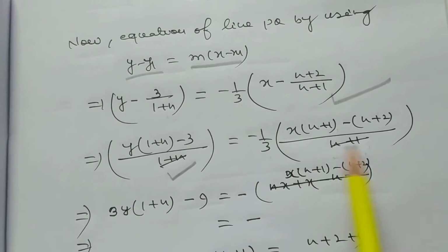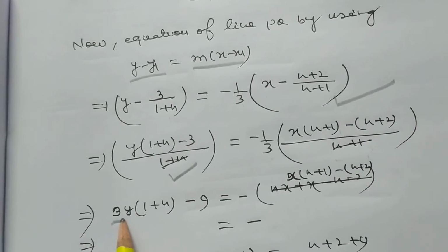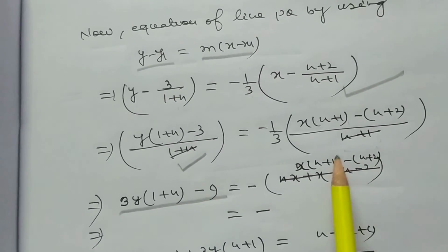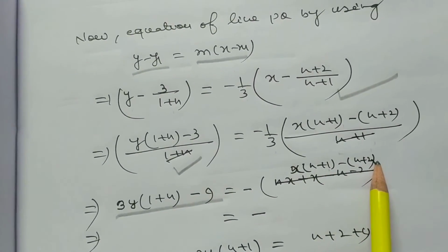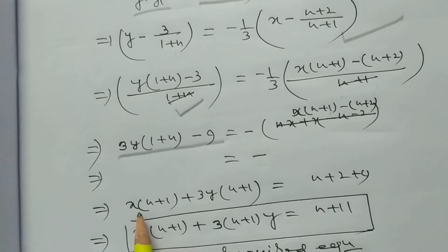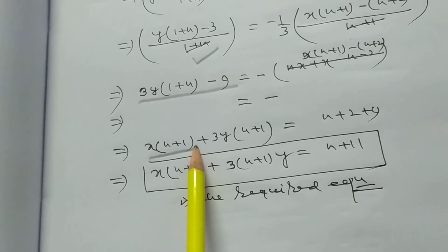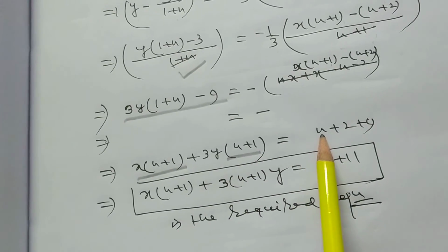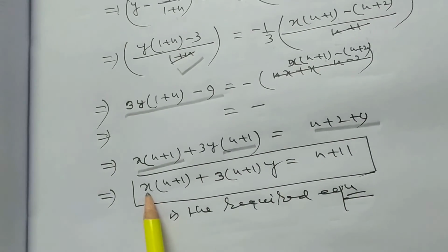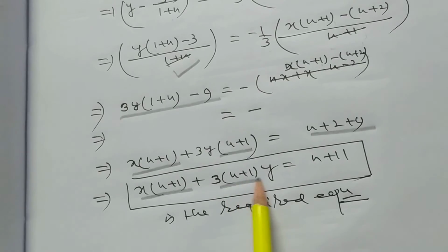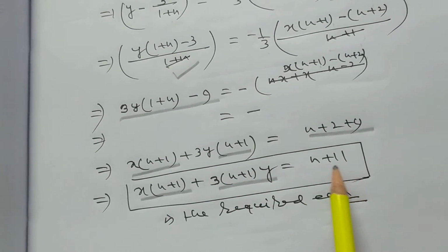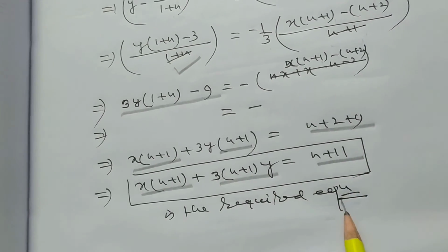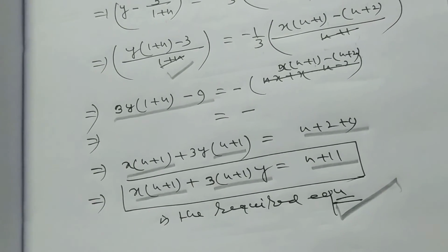So after solving it, we have 3y into (1 plus n) minus 9 equals minus x into (n plus 1) plus (n plus 2). So my dear student, x into (n plus 1) plus 3y into (n plus 1) is equal to n plus 2 plus 9. So x into (n plus 1) plus 3 into (n plus 1) into y is equal to n plus 11 is the required equation of the straight line.